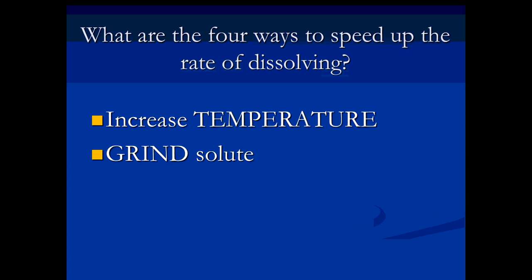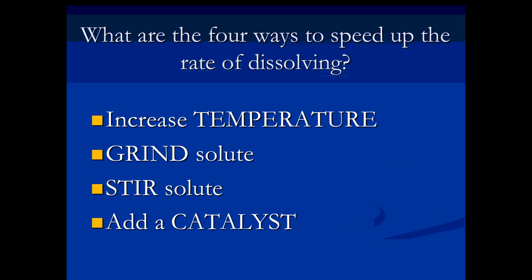Grinding up of the solute, so putting the solute into smaller pieces. So for example, using regular table salt instead of rock salt, which are those big chunks of salt. Stirring it while it's trying to dissolve helps. And adding a catalyst. So those are the 4 that we are going to look at. If you're still writing them down, go ahead and pause. Once you're done, you can continue.